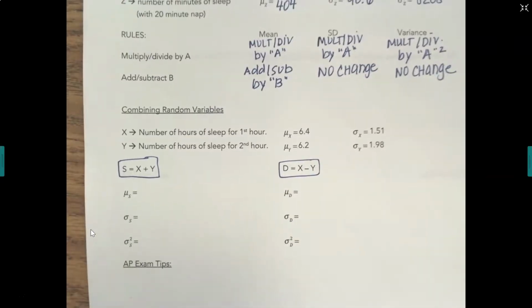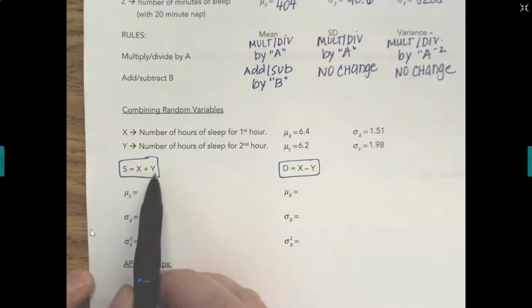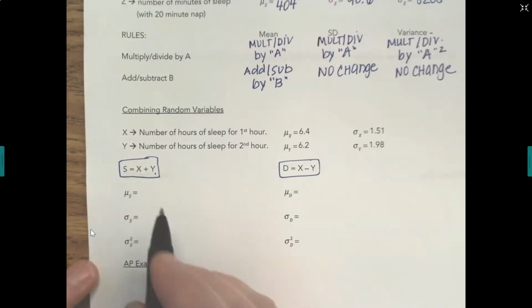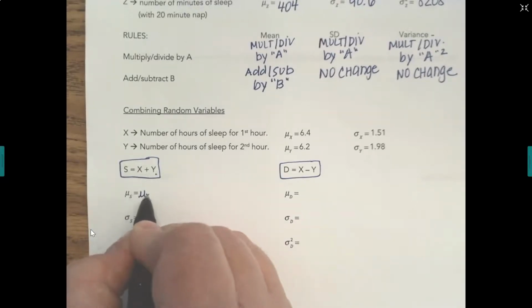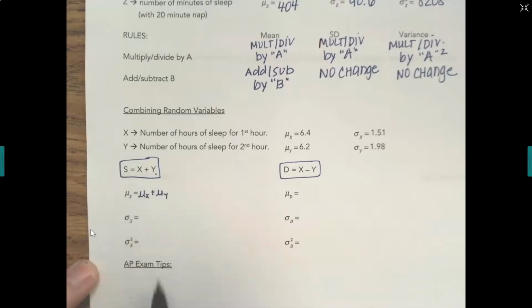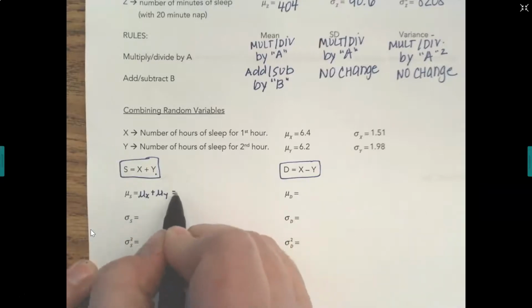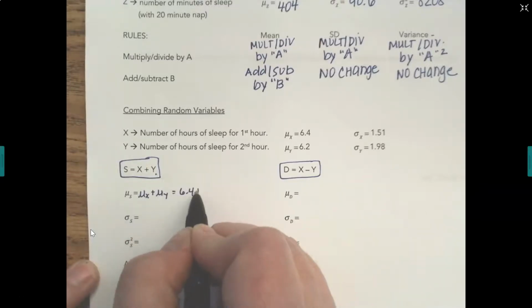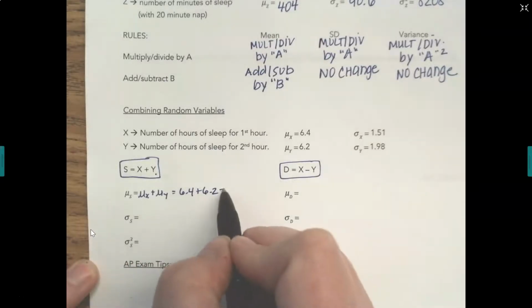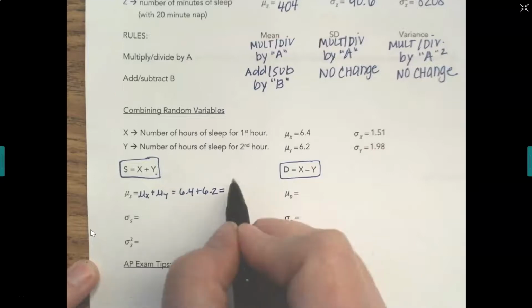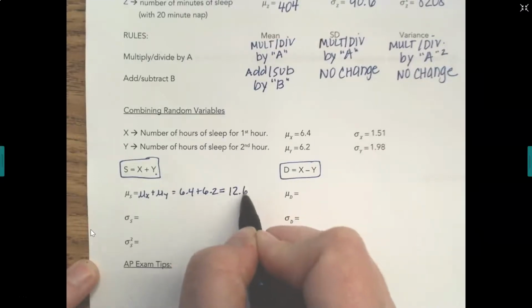Okay, so if I want to combine these two distributions to find the new mean, I'm just going to add the means together. So it'd be the mean of x plus the mean of y. In this case, that is 6.4 plus 6.2, which I just got from right here, which gives us a new mean of 12.6 hours.